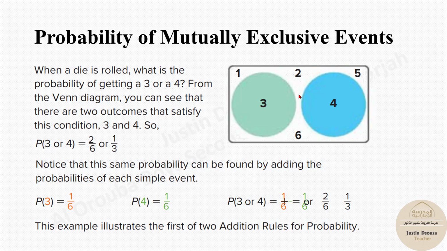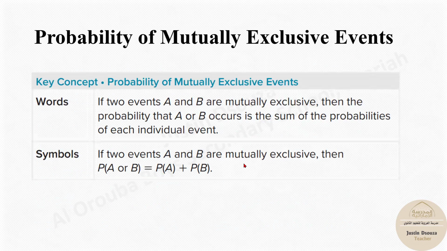So in such cases, all you need to do is, "or" means add the probabilities. The probability of getting the 3 is 1 by 6. Probability of getting 4 is also 1 by 6. So you basically add them both: 1 by 6 plus 1 by 6 is basically 2 by 6 or 1/3. The formula for mutually exclusive events, the events which are not having anything common, is just adding: probability of A plus probability of B.